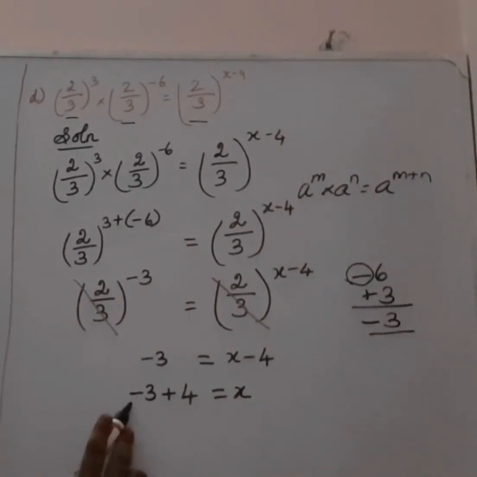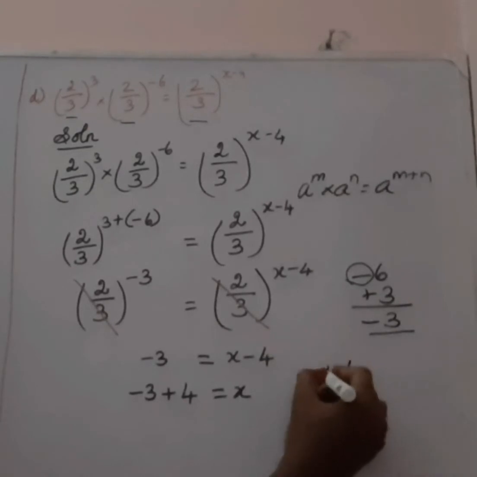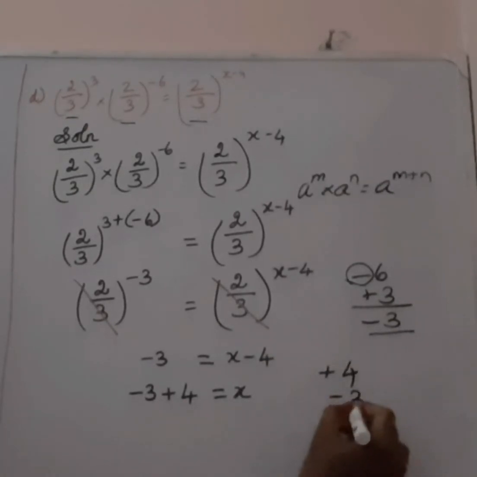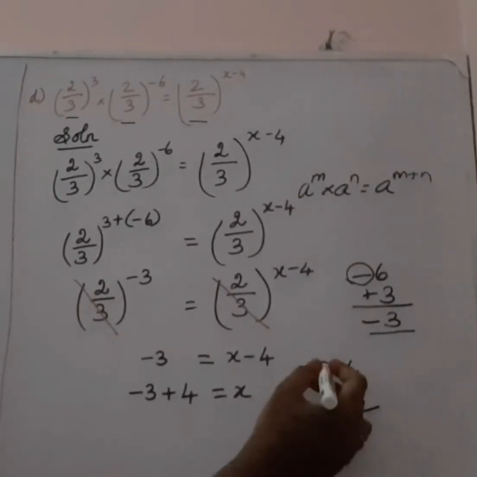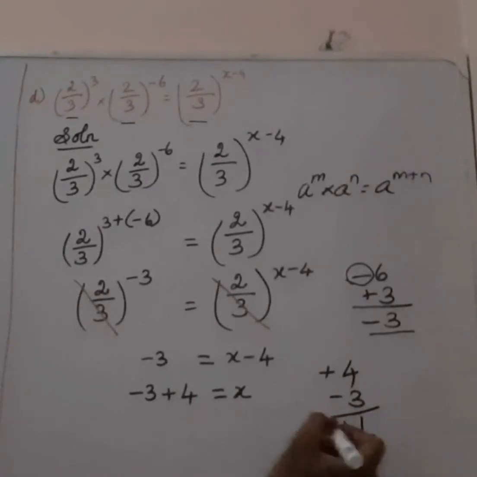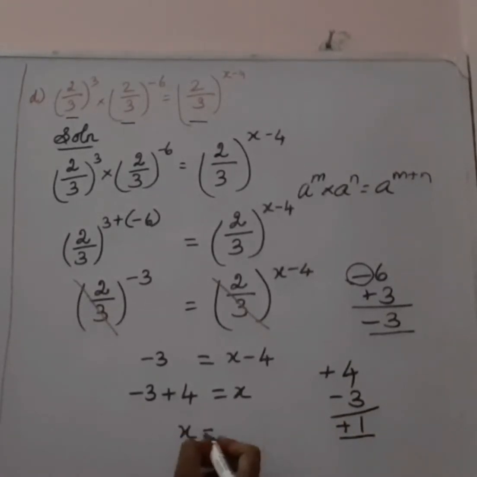Now one number is negative and the other number is positive. So again, what's the operation we want to do here? It's a subtraction. So 4, that is plus 4 minus 3. So what do we get? 4 minus 3? Very good. 1. And the sign is positive. So x equals 1 is the answer for this problem.